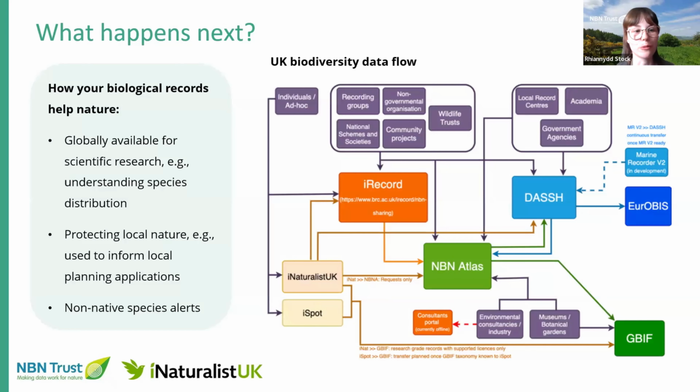So now, moving on to what happens next to your records. This diagram on the screen is quite complicated, but it shows how iNaturalist sits in the whole wider ecosystem of biodiversity data in the UK, how it's being used, and how it can come from all sorts of different places. It's just where iNaturalist, or iNaturalist UK, fits into that wider picture.